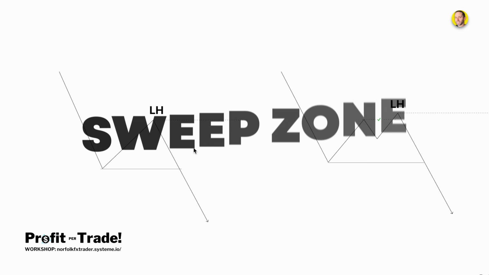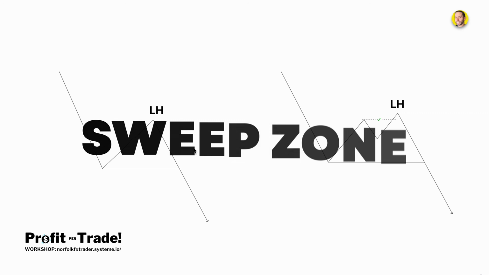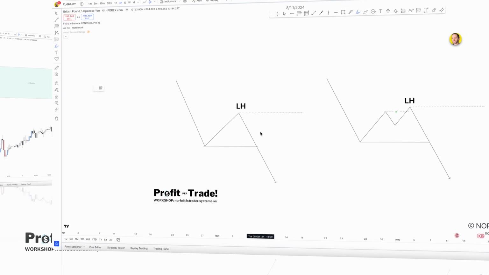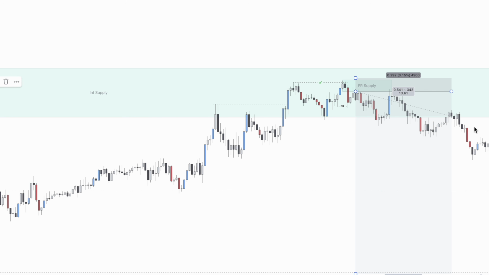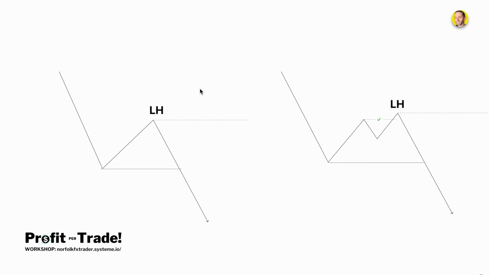So let's talk about the sweep zone, what it's going to look like. Later in the video, we'll go through some examples in the price chart. So make sure you keep watching so you don't miss exactly how to implement this. First, a traditional way of looking at an area of supply and demand.